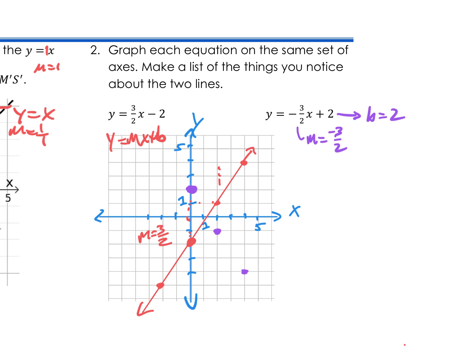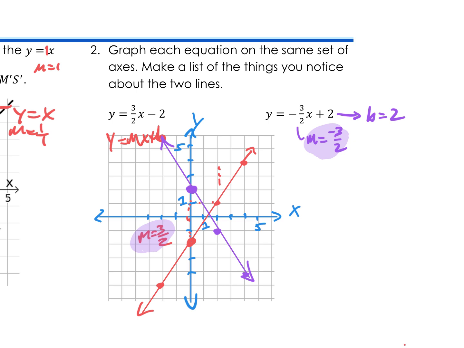Again, using a ruler, get a nice straight line. Whoops, that's not a very straight line. Let's try that again. Use my little magic tool here. Okay. Put some arrows on the end of it there. Goes on forever. All right, there you have it. Slope of 3/2 and -3/2.